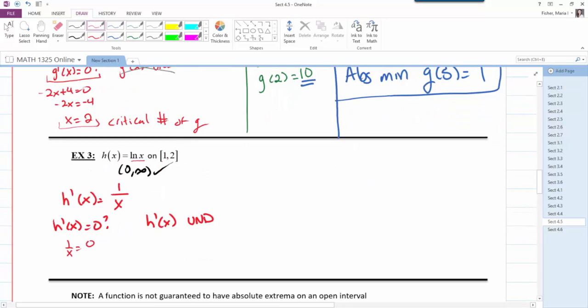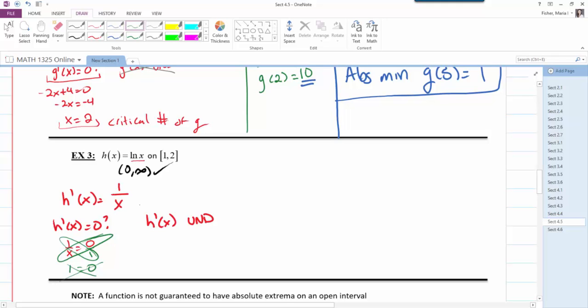So set it equal to 0. 1 over x is equal to 0. Solve for x. Again, we can put 0 over 1 and cross multiply. 1 times 1 is 1. x times 0 is equal to 0. 1 doesn't equal 0, which means that there is no place where this first derivative is equal to 0.